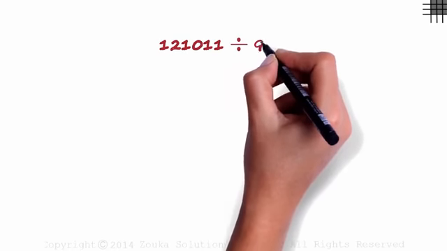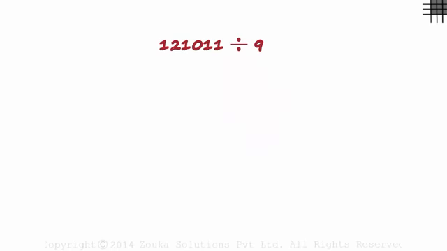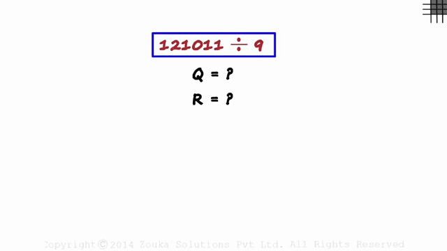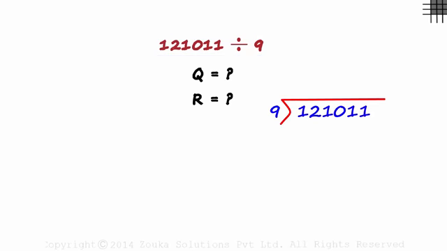121,011 divided by 9. Pause the video and find the quotient and the remainder. Did you try dividing the number by 9 using the traditional approach?